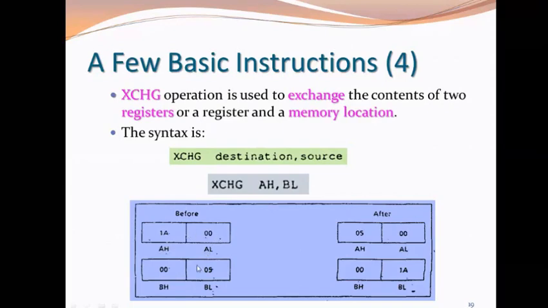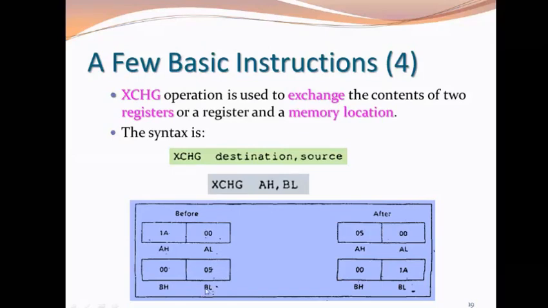Yes, sir. You have the upper byte and the lower part of the AX, and similarly for the other register. Look at the values. What is the value for AH? 1A. What is the value for AL? 00. What is the value for BH? 00. And what is the value for BL? 05. So now we are trying to exchange.